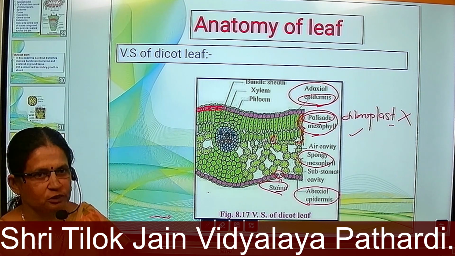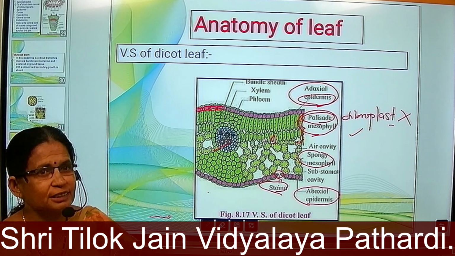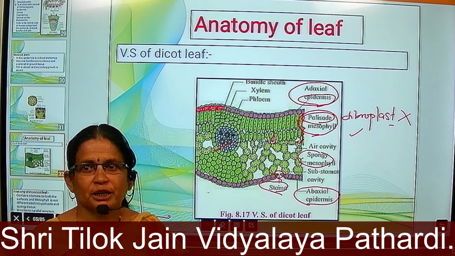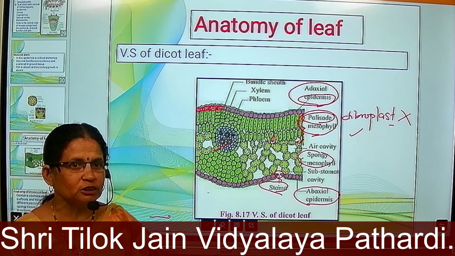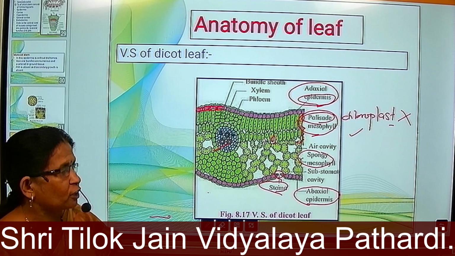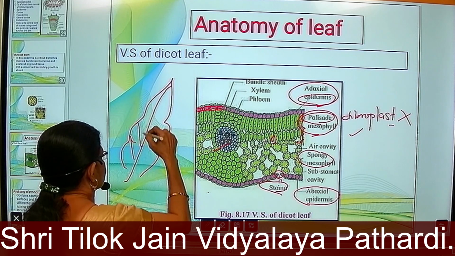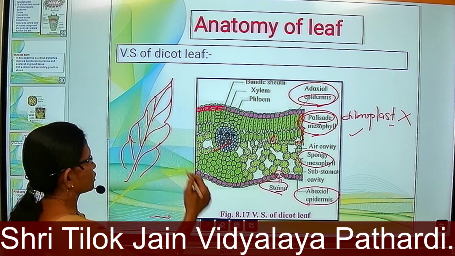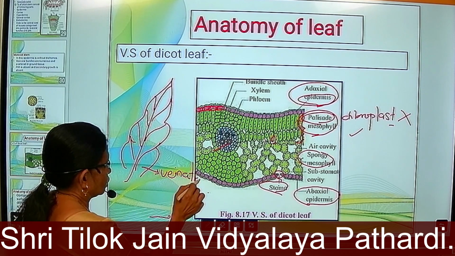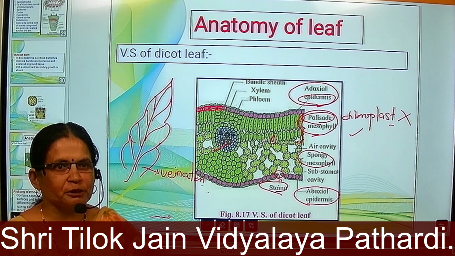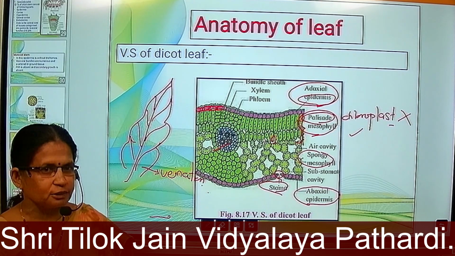Next is the vascular bundle. The vascular system is made up of a number of vascular bundles varying in size depending upon the venation. Venation means what? In the leaf structure, it consists of the lines on the surface. It is called venation. Depending on the venation, the vascular bundles vary in size.